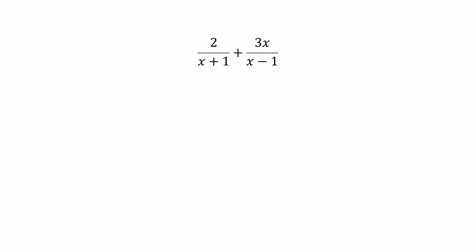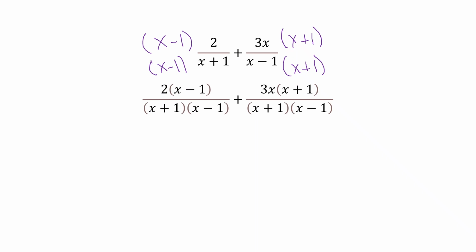All right, here's the next problem. 2 over x plus 1 plus 3 over x minus 1. So again, we're going to find common denominators by multiplying by each other. So this one I have to multiply by x minus 1. This one has to be multiplied by x plus 1. So I'm going to sort of spread all that out.